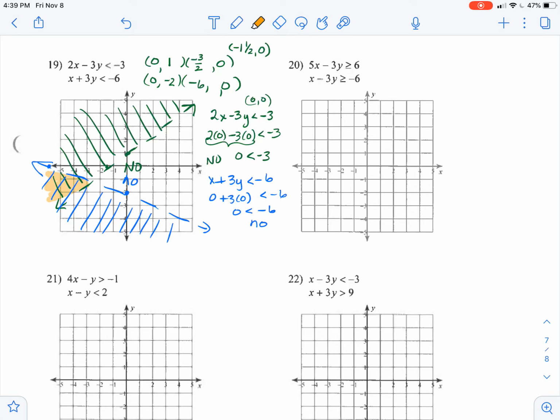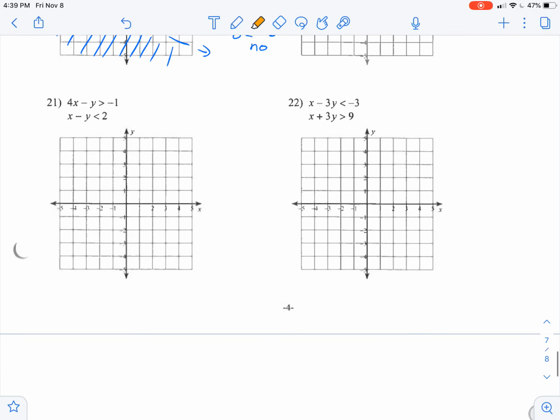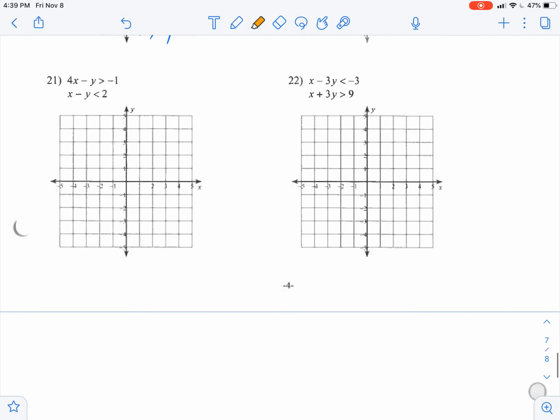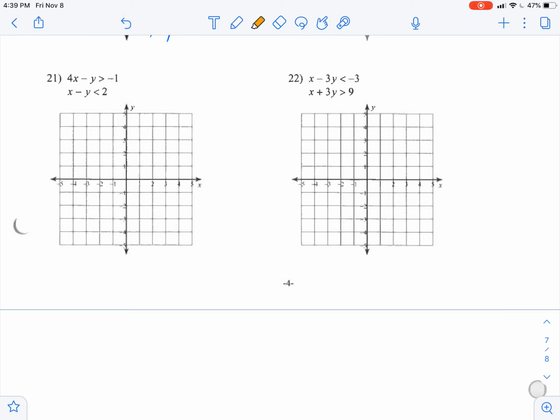So let me run through. I'm going to just go down to 21. We'll go through one more of these just because of time, and hope that this makes sense to you.